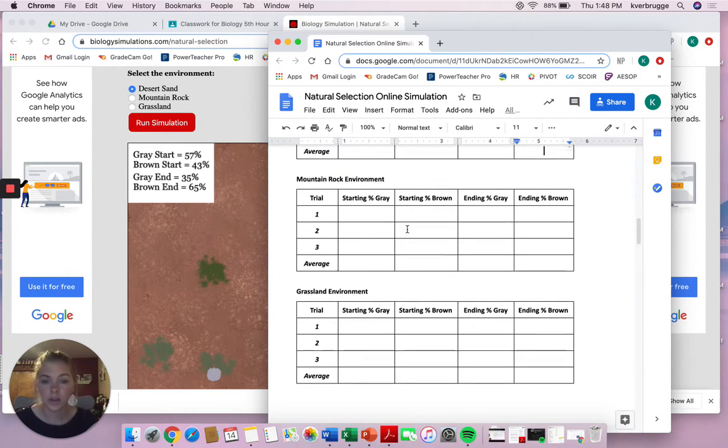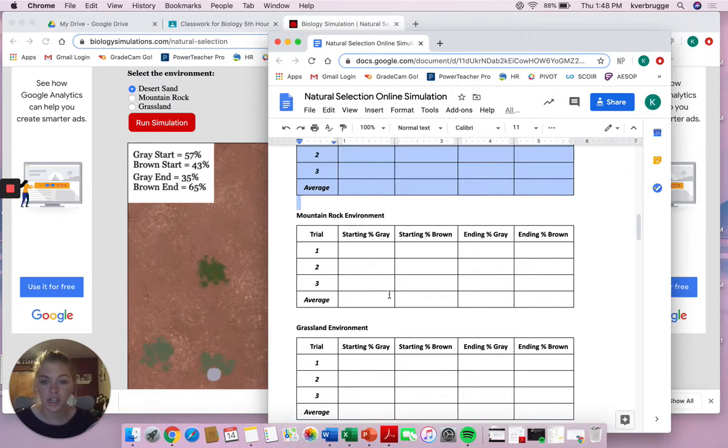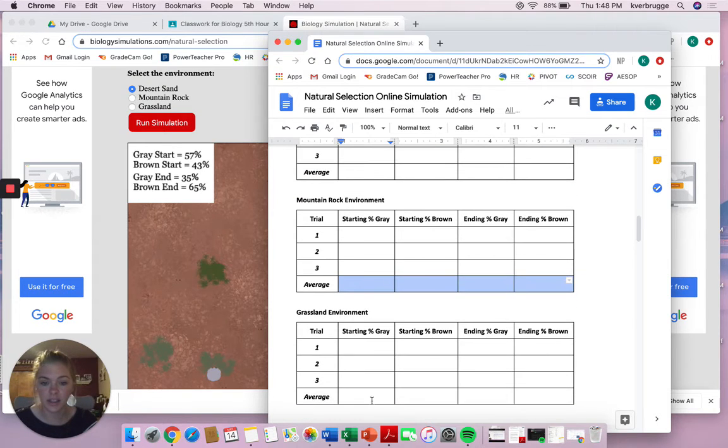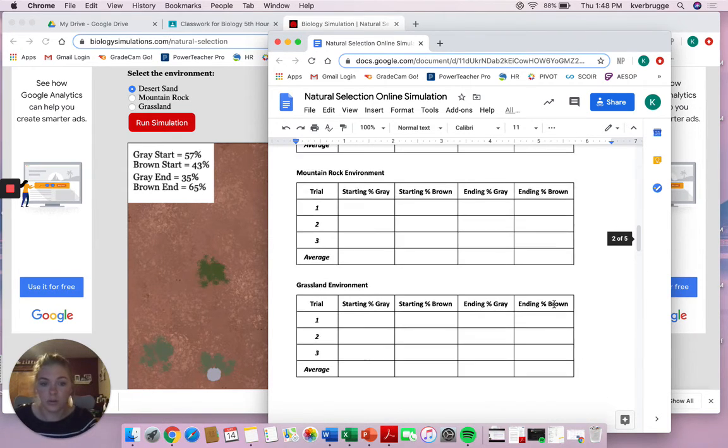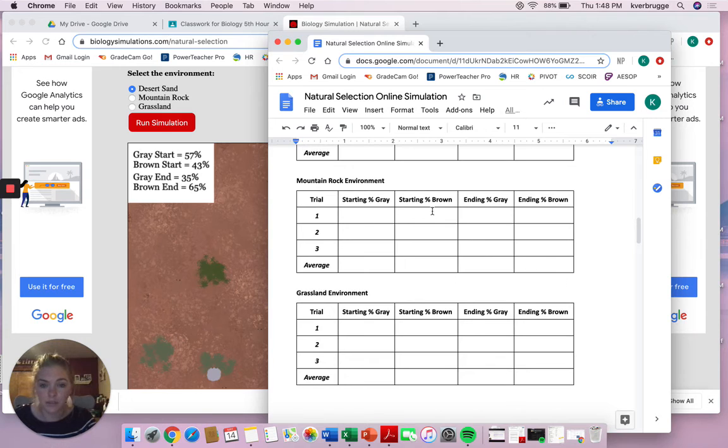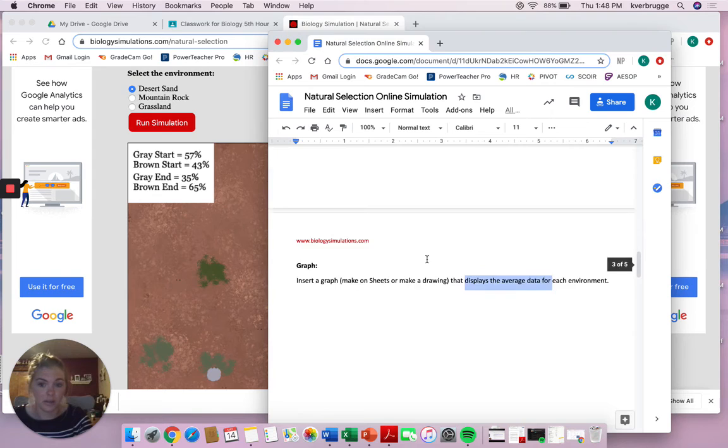After you do that, you are going to make a graph that displays the average for each environment. Okay, so you will use this information, and this information to make a graph. Make sure you pay attention. It only says you're making a graph that displays the average data. You aren't graphing every trial, you're only graphing the averages. So make sure you're thinking about what type of graph we're going to be using. Notice that we're going to have numbers, but we're also going to have an amount that's not numbers. So think of what type of graph you're going to be using for that.